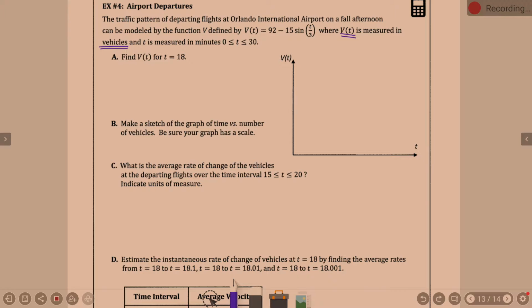What does that mean you're doing? Plugging in 18, yes? So you're plugging in 18 to 92 minus 15 sine of 18 over 3. Do we use this v equation several more times? Yes, we do. So might you want to make this v equation into your y1? You might.